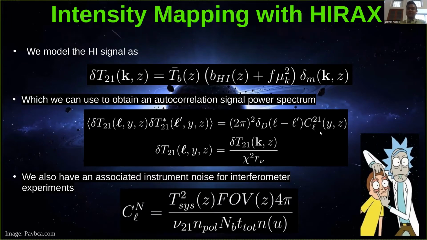But with any experiment, there's always uncertainty, or I guess noise in the sense of interferometers. We have the interferometric noise that's defined by this equation at the bottom. That depends on the system temperature and the field of view, so basically the parameters of the instrument, the total observing time of the instrument, and this n of u function, which is the baseline density function. A baseline is the separation of two dishes in an interferometer. So if you have an interferometer laid out in a specific way, then you have a specific baseline density function.